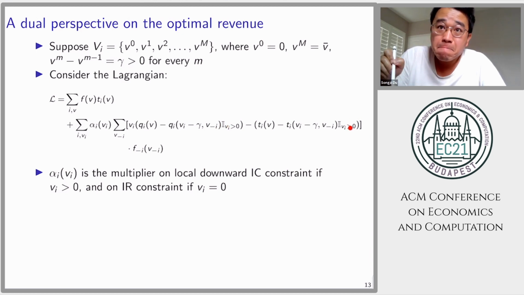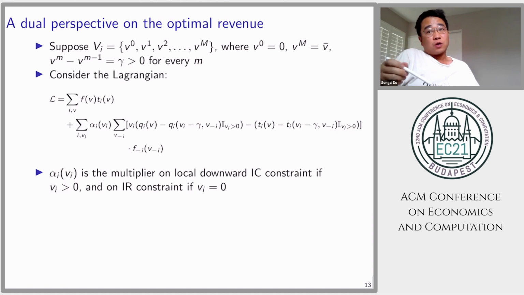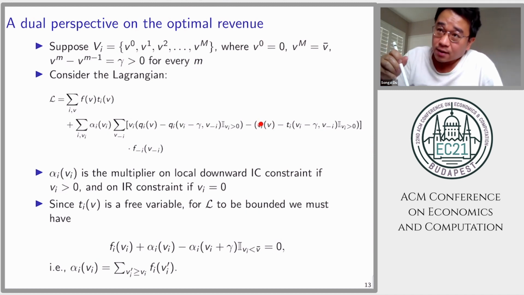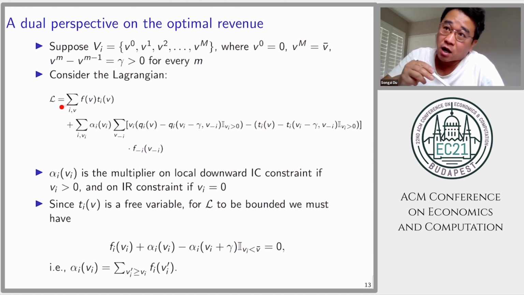Because we have an indicator function here, we are looking at a relaxed Lagrangian in which we look just at the local downward IC constraint and the IR constraint for the lowest type. What is interesting about this partially relaxed Lagrangian is that Ti is a free variable, so its coefficient in this Lagrangian must be exactly 0. Otherwise, the seller can choose some Ti to make his Lagrangian, and hence his revenue, infinite. So the coefficient in front of every Ti at every value profile V must be 0.